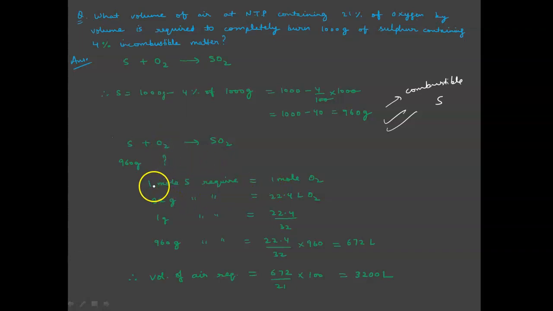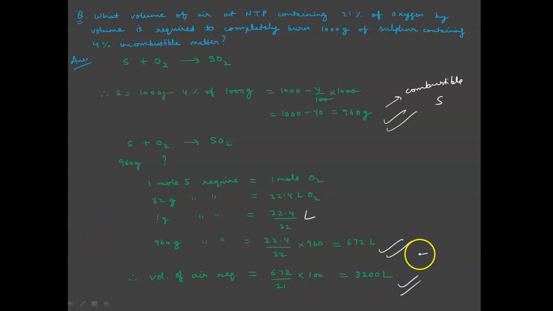So 1 mole of sulfur requires 1 mole of oxygen gas. Now 32 gram requires 22.4 liter because we are dealing with mass-volume. Now 1 gram requires 22.4 upon 32 liter. Now 960 gram gives 672 liter of oxygen. This is the volume of oxygen. For the volume of air, we divide by 21, the percentage of oxygen in air: 672 divided by 21 and into 100 for percentage, and 3200 liter is the final volume of air.